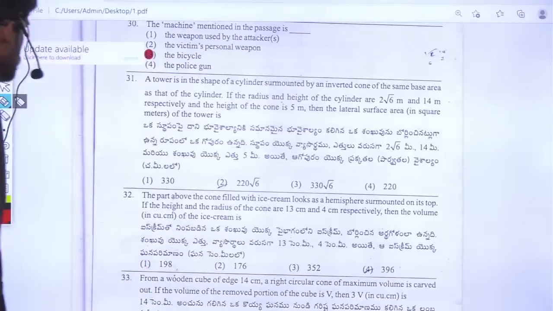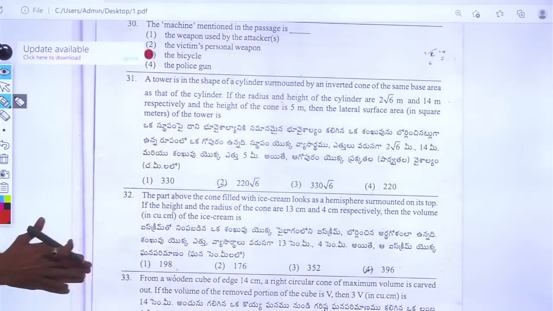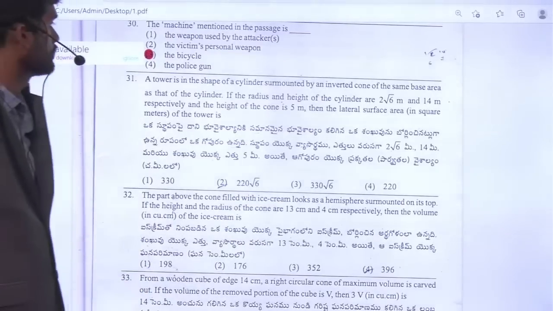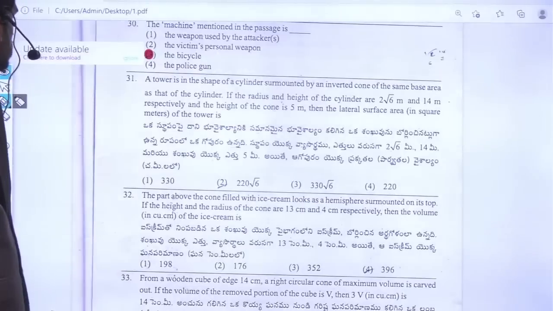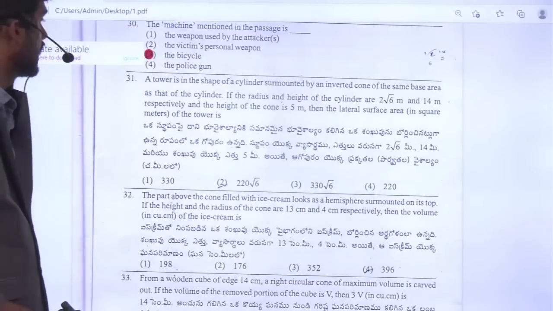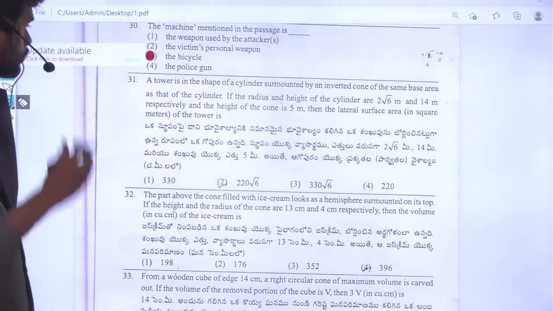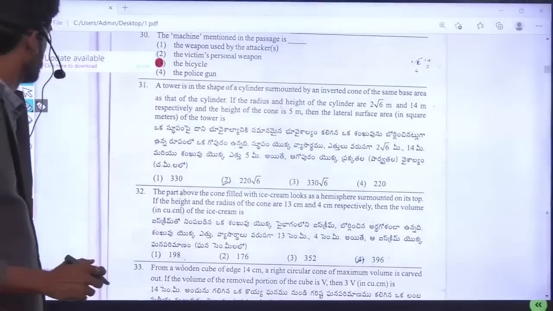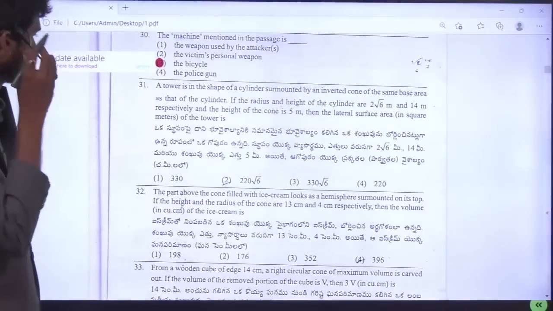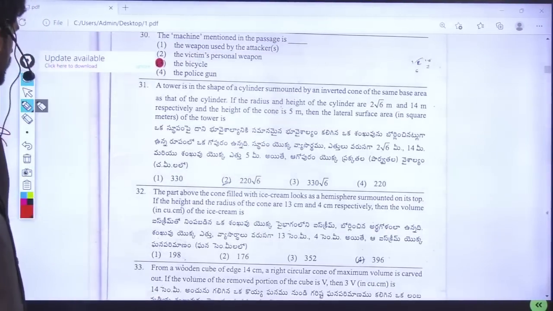Number 31. The tower is in the shape of a cylinder surmounted by an inverted cone of the same base area as that of the cylinder. The radius and height of the cylinder are 2√6 meter and 14 meter respectively, and the height of the cone is 5 meter. Then the lateral surface area of the tower is.